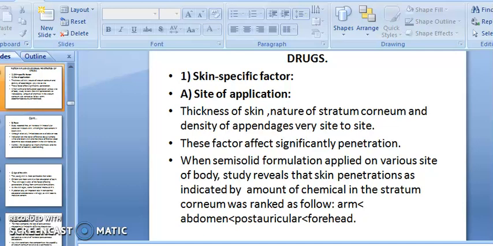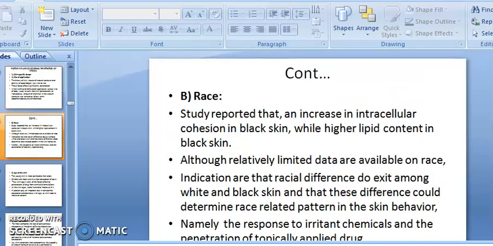When a semi-solid formulation is applied on various sites of the body, studies revealed that skin penetration, as indicated by the amount of chemical in the stratum corneum, was ranked as follows: R lesser than abdomen, lesser than post-auricular, lesser than forehead. These are the sites where you can observe the penetration. High penetration was found at R and low penetration was found at the forehead.